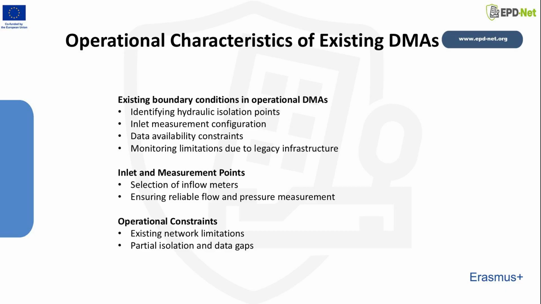Flow meters are typically installed at DMA inlets to measure incoming water, while pressure sensors may be placed at strategic locations within the DMA. Reliable measurement is essential for accurate analysis and water balance calculations.